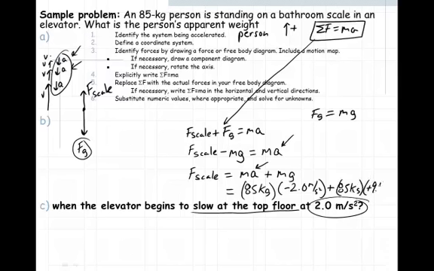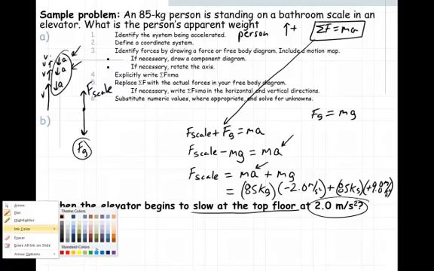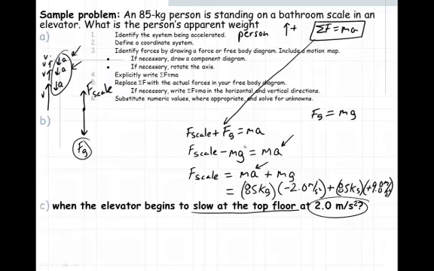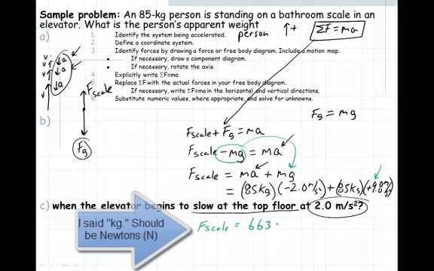Again, the reason it's a positive 9.8, we have to be careful. It was originally negative when we were doing this problem, and then when we moved it over to the other side, that's where this change in sign occurred. Okay, so you need to keep track of your values. So the force of the scale, or the apparent weight, is 663 kilograms.